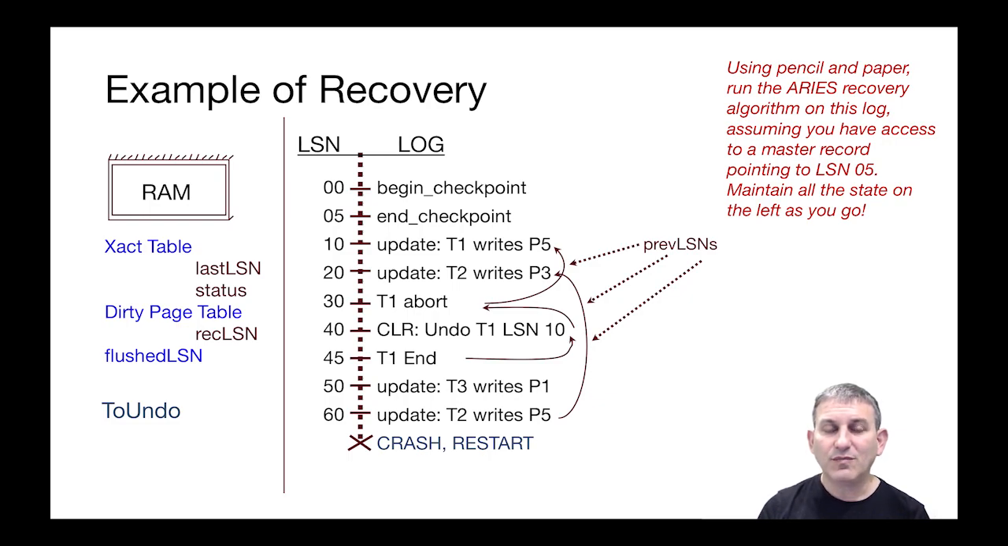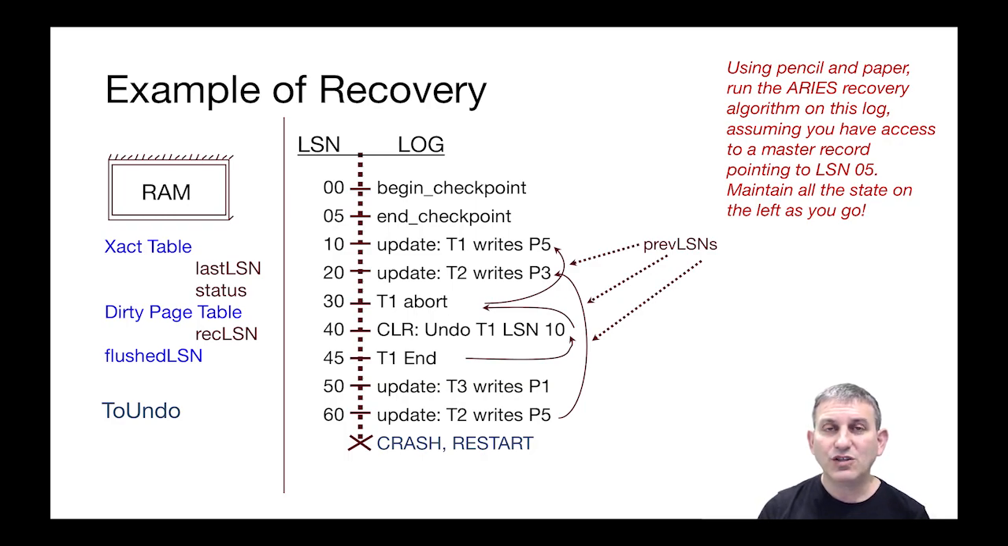At log sequence number 05, we have the end checkpoint record that has a copy of the dirty page table and the transaction table from times after 00. As of log sequence number 10, we've got our first update log record. Transaction 1 is writing at page 5. In log record 20, we have transaction 2 writing page 3. In log record 30, we see that T1 is requesting to abort. And notice that log record 30 is our first non-null prevLSN. Log record 30 has a prevLSN of 10, pointing back to the previous log record for transaction T1.